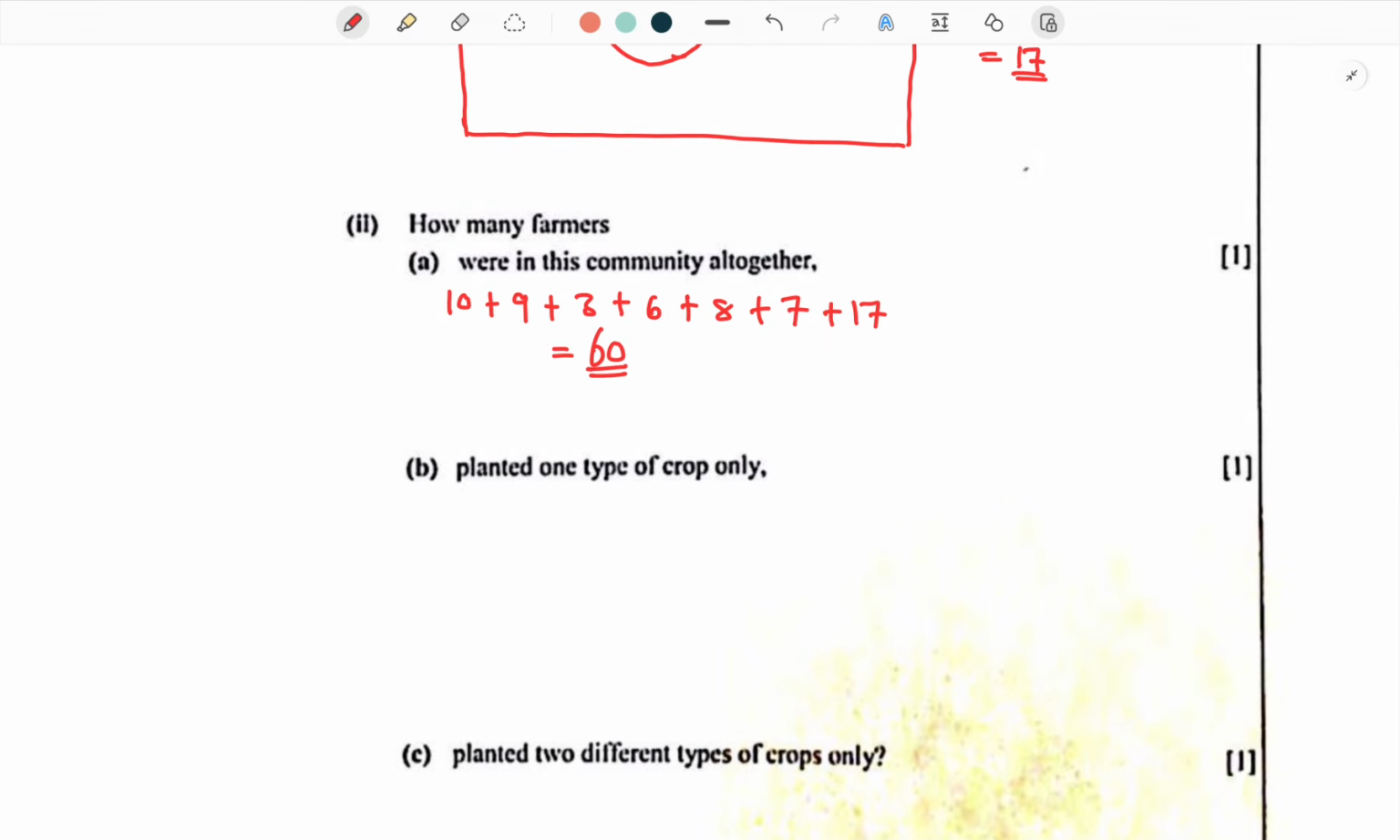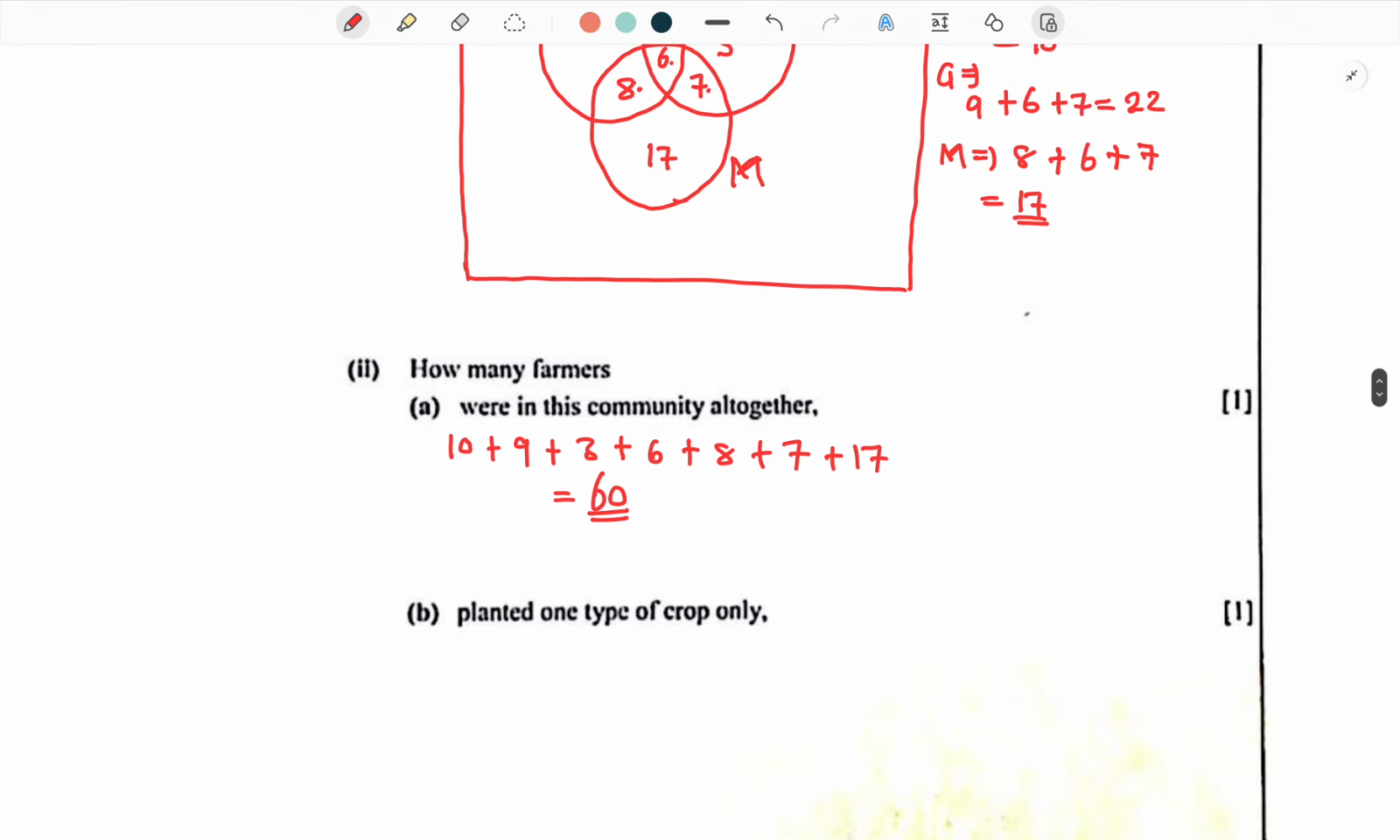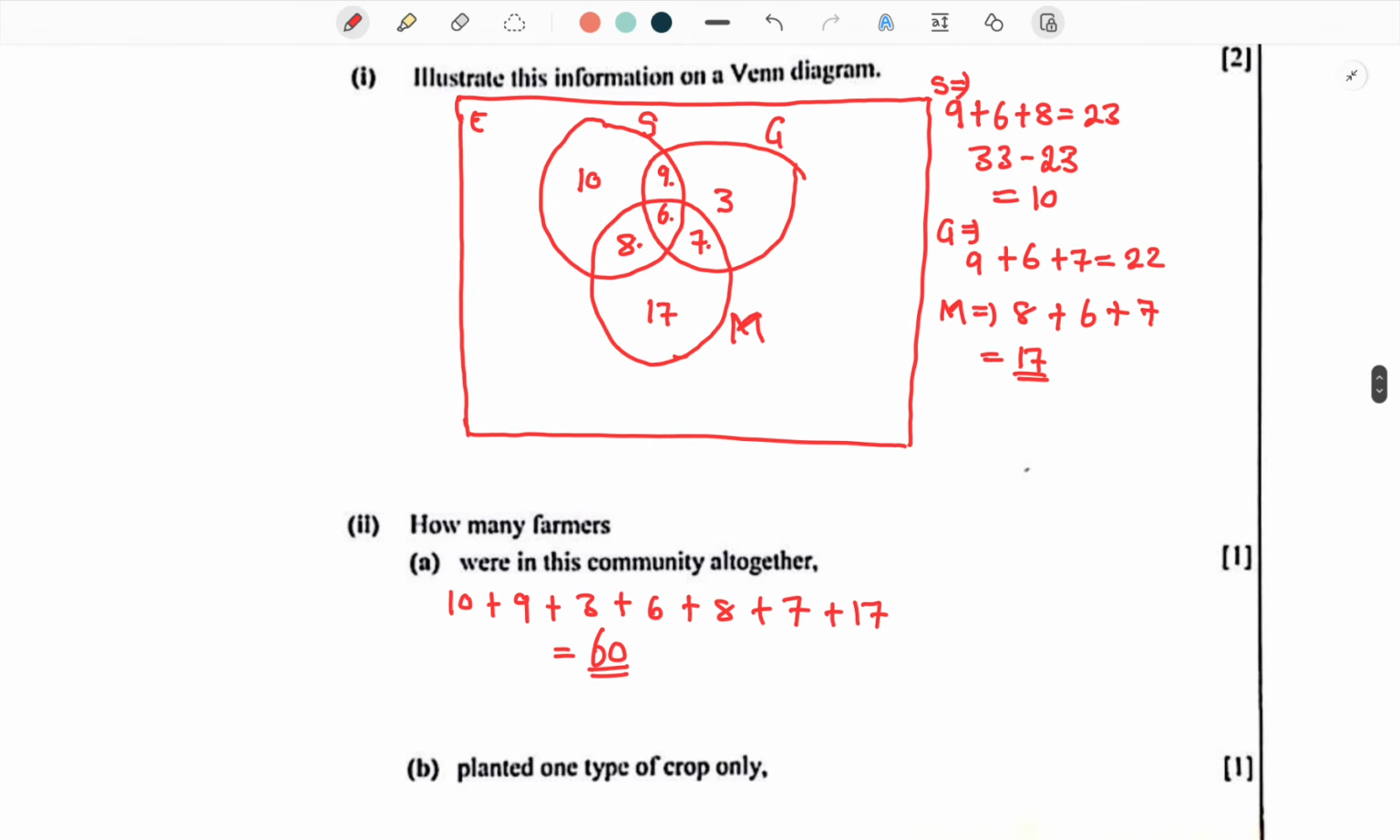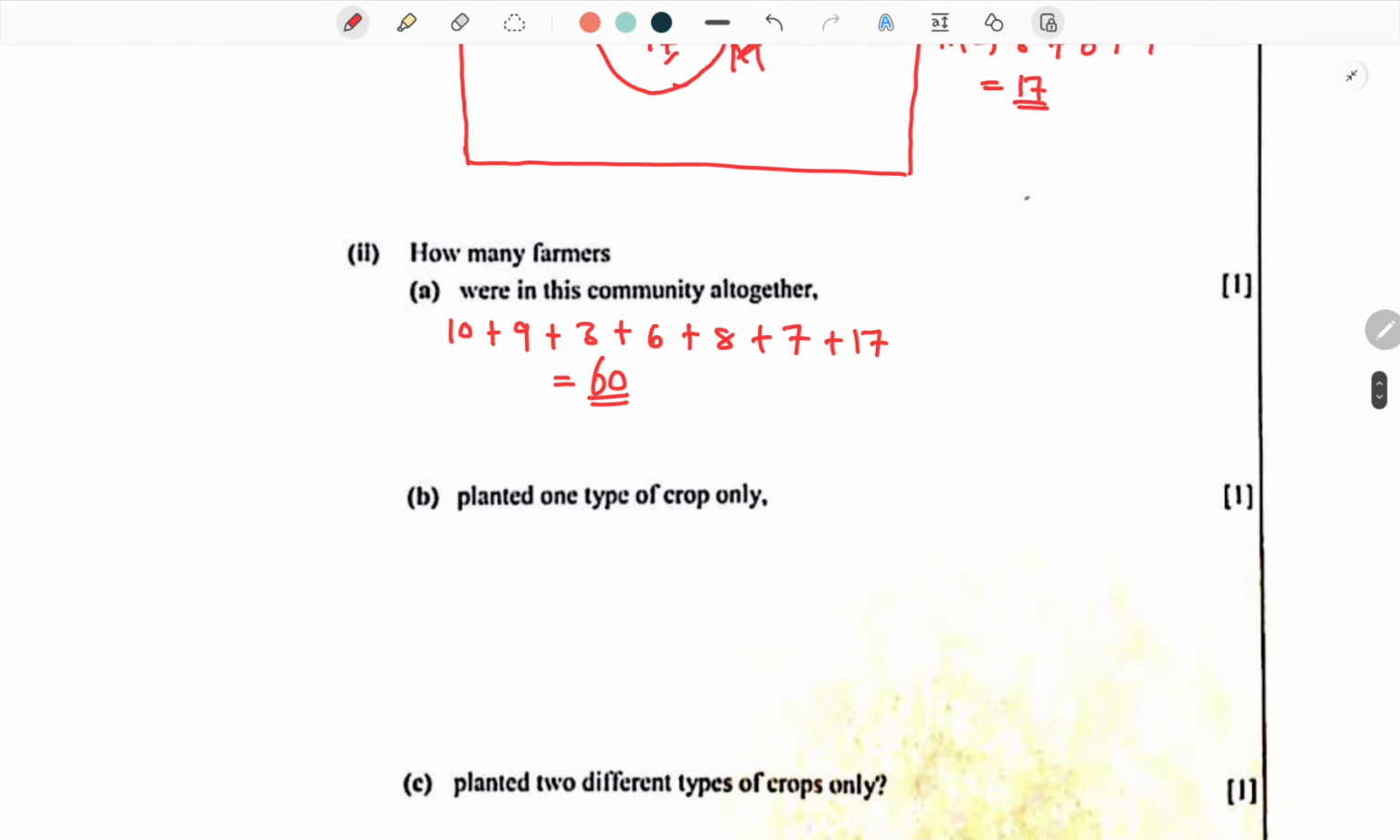The second one is saying planted one type of crop only. So one type of crop only, you'll be getting this 10, 3 and 17. So 10 plus 3 plus 17, this is going to be 30.